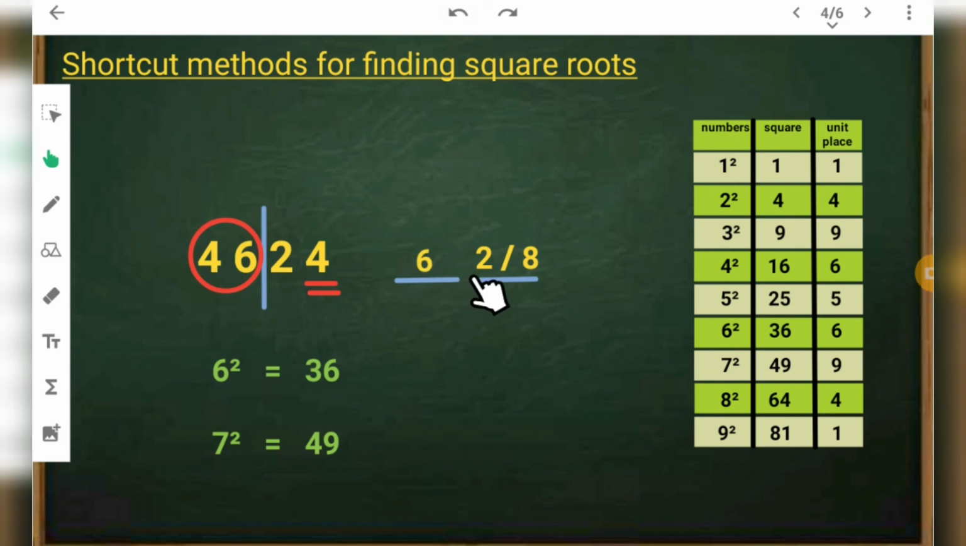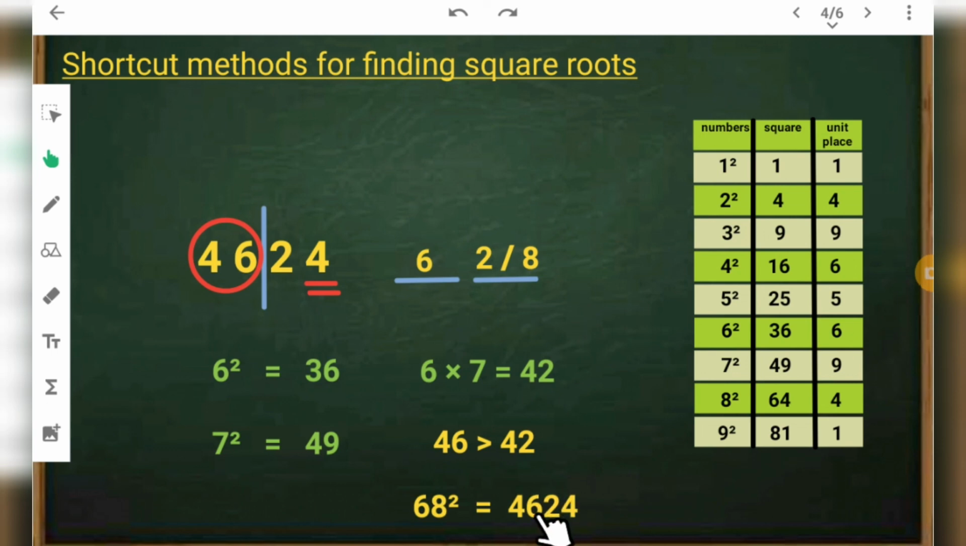And now I am going to decide which number will be placed in the ones place, either 2 or 8. For that, take the successor of 6. The successor of 6 is 7. So 6 sevens are 42. And now I am going to compare this 42 and 46. While I am comparing, 46 is greater than 42. If a number is greater, it means you have to take the greater value here, which is 8. Therefore, the square root of 4624 is 68. Okay? Yes.